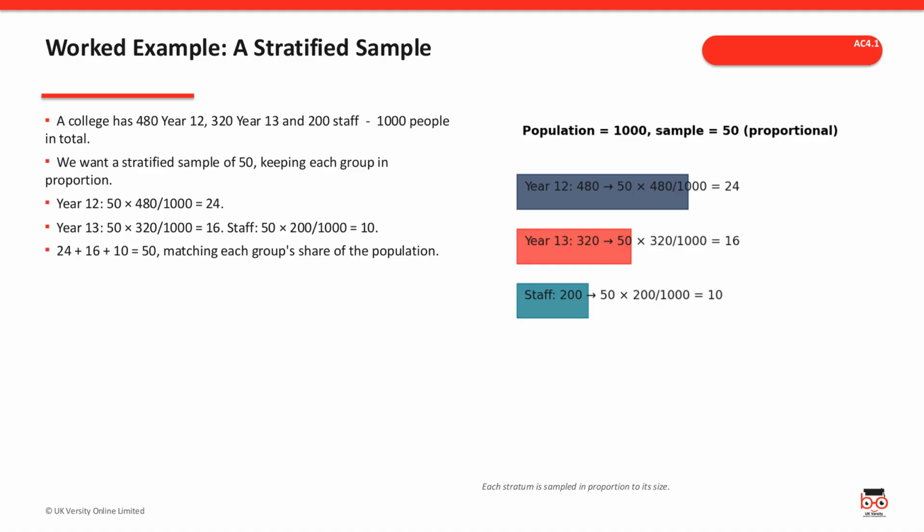For Year 12, it's 50 times 480 over 1,000, which is 24. For Year 13, 50 times 320 over 1,000, that's 16. And staff, 50 times 200 over 1,000, which is 10. Check the total. 24 plus 16 plus 10 is 50, and each group keeps its fair share of the sample.